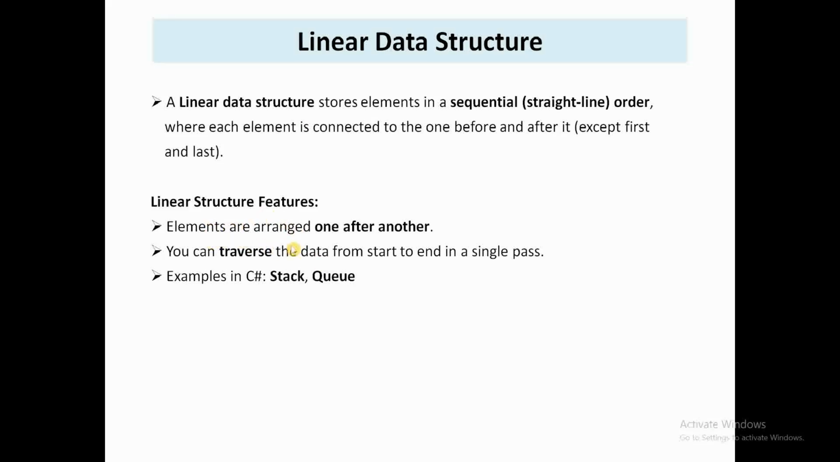Here are some features of linear data structure. First, elements are arranged one after another. You can traverse the data from start to end in a single pass. Examples are stack and queue. As I already told you, elements are arranged in a sequence in a proper structure, one after another. And if we want to access the elements from start to end, we can do that in a linear data structure. We will see these examples one by one.